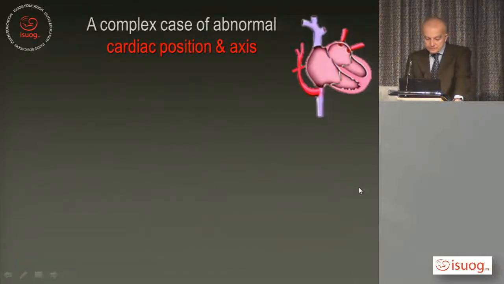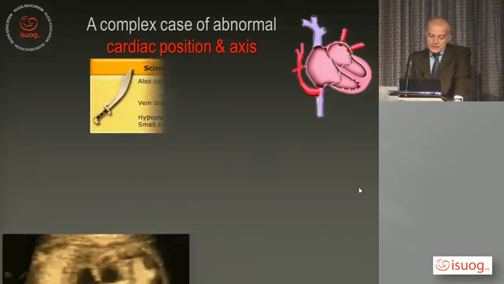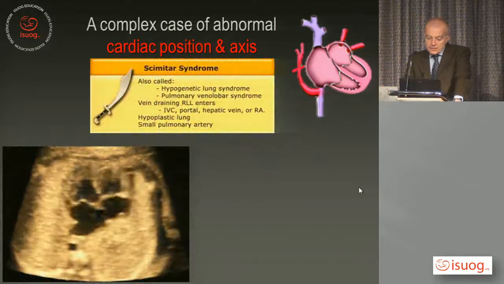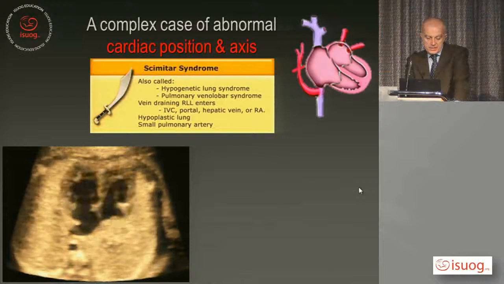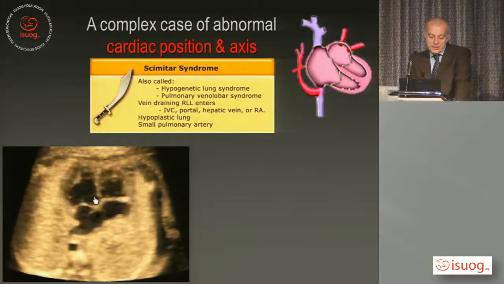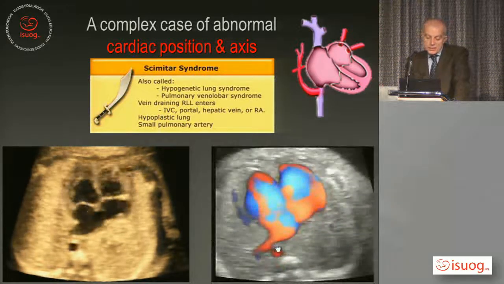And finally, an abnormal case of cardiac position and axis. You see this heart sits in the middle of the thorax. And the other thing that you can see, other than mesocardia, is that you see just one pulmonary vein entering in the wall of the left atrium. And this finding is confirmed also with the power Doppler.